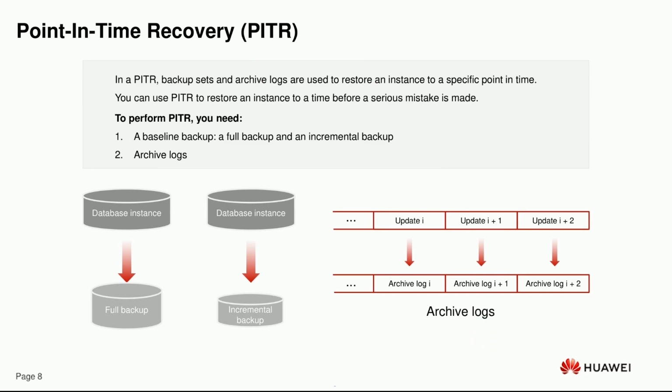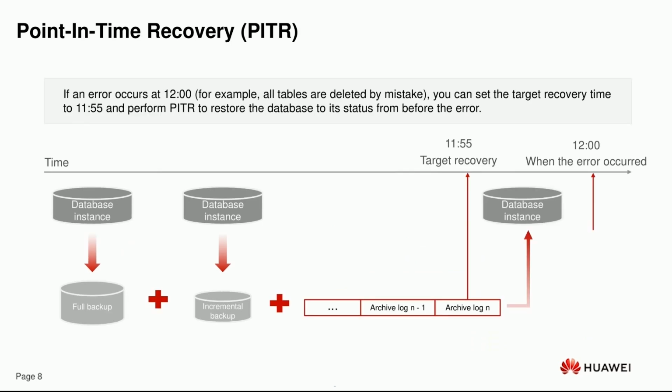Now, let's talk about the concept of point-in-time recovery (PITR). We have learned that full backups and incremental backups have specific time points. PITR can use backup sets and archive logs to restore instances to any point in time. PITR can be used to restore an instance to the time before a serious mistake is made. In this figure, baseline backups and archive logs are used as restoration files, based on which we can use PITR to restore a DB instance to any point in time.